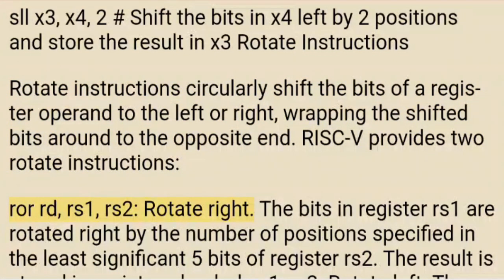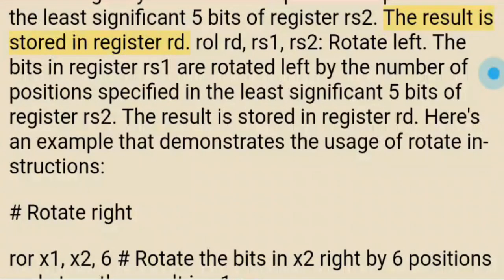RR rd, rs1, rs2: rotate right. The bits in register rs1 are rotated right by the number of positions specified in the least significant 5 bits of register rs2. The result is stored in register rd.